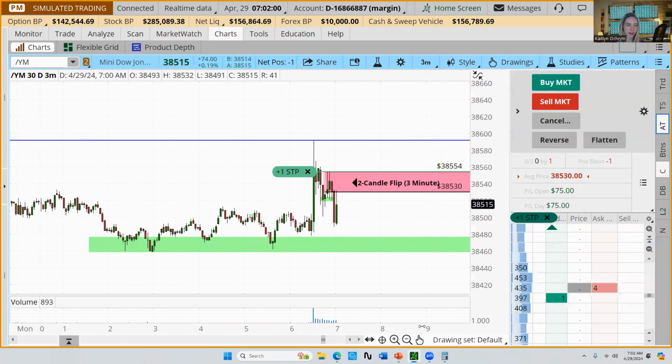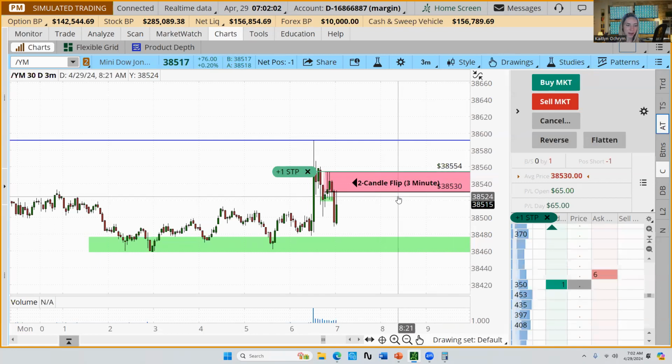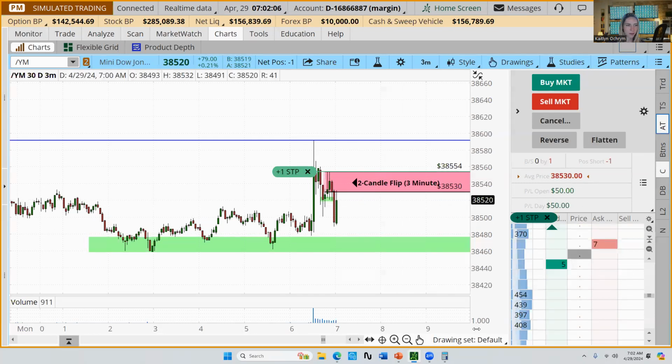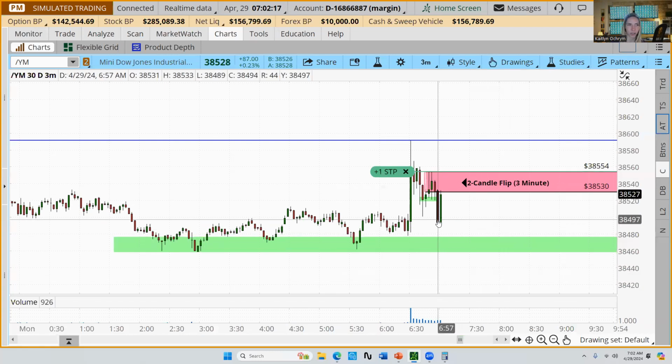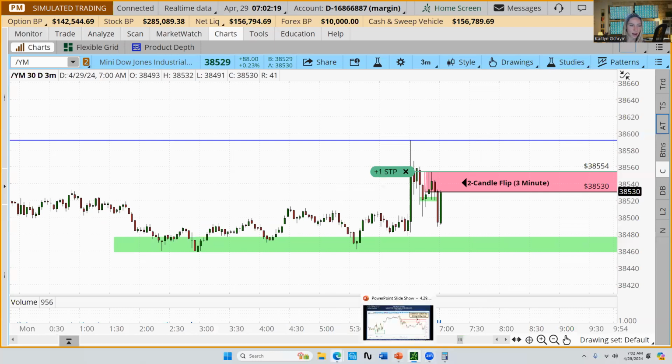Nice. Going over a little bit on time, but we last minute got in on that 2-candle flip, up about 50 bucks at this point. Again, careful with this week just because of the FOMC announcement coming up. It is going to make the market conditions choppier as a whole.